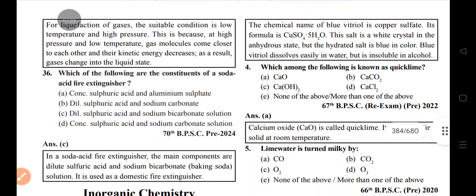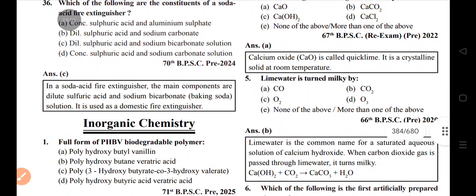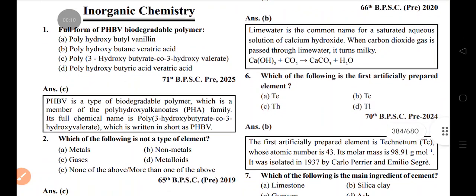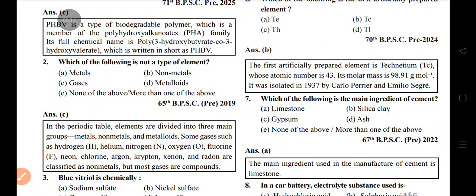Quick lime is CaO. Lime water is turned milky by CO2. First artificially prepared element: technetium, Tc. Main ingredient of cement: limestone.